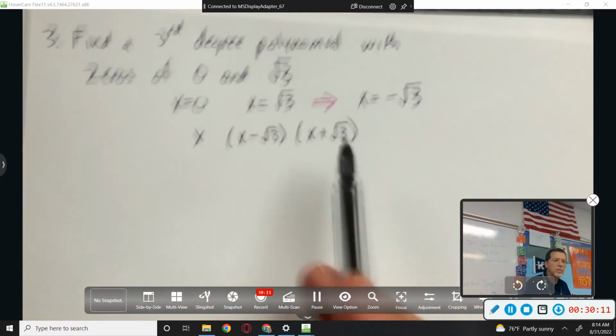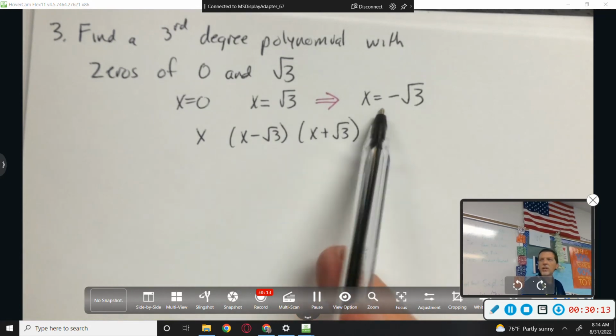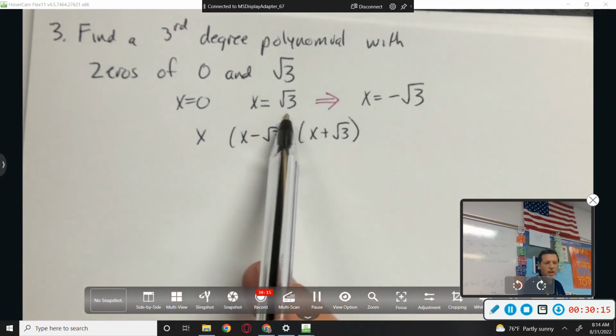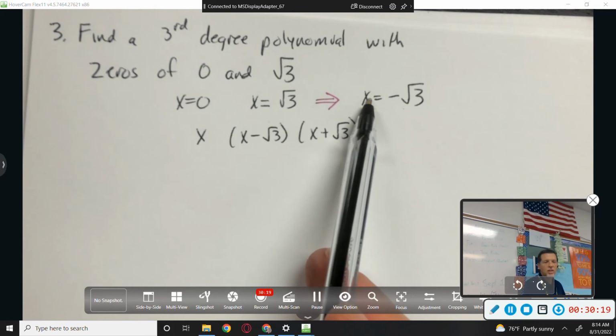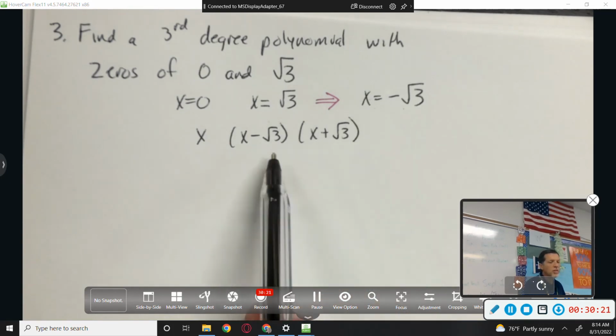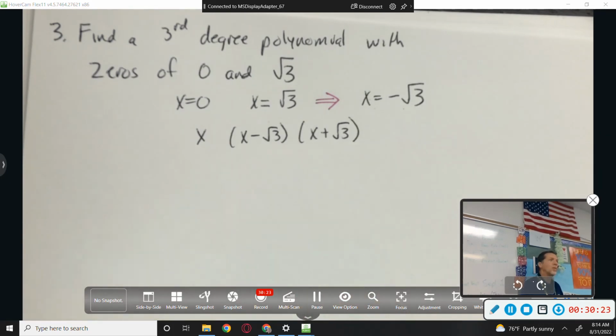But let's back up a second. This is the conjugate pair thing. If you get one weird answer, you've got to get the other weird answer. They come in pairs. But it's kind of nice that they come in pairs because when you multiply conjugates, the middle terms go away.